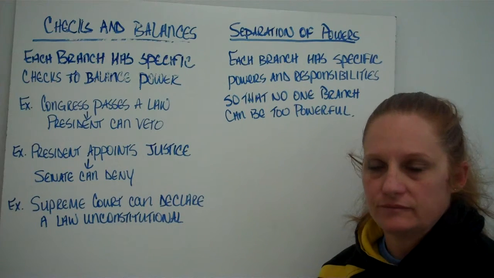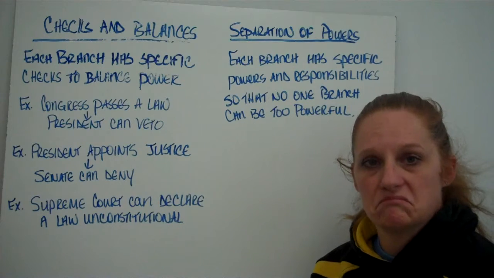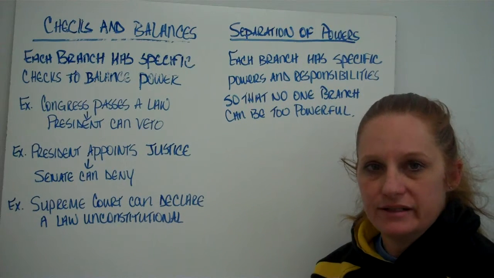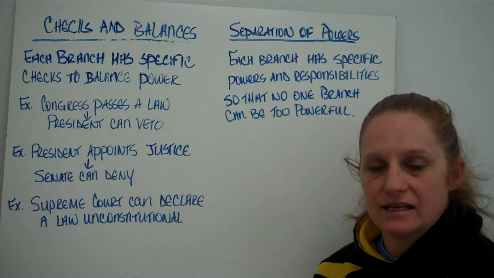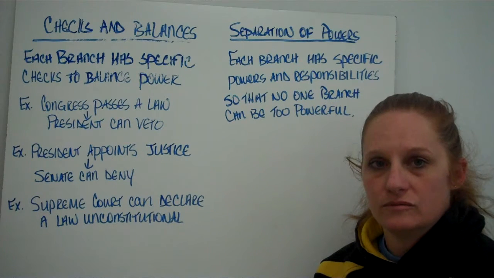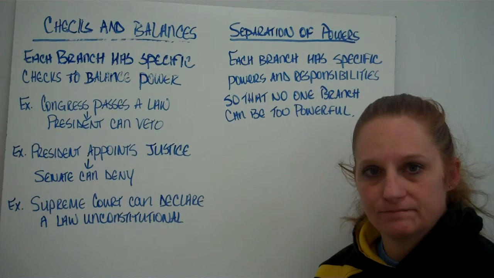Another example is the president nominates or appoints a Supreme Court justice. Instead of that being a done deal, there are Senate confirmation hearings, and then the Senate has the final say whether or not the nomination becomes an appointee. So there's a check the legislative branch has on the president.